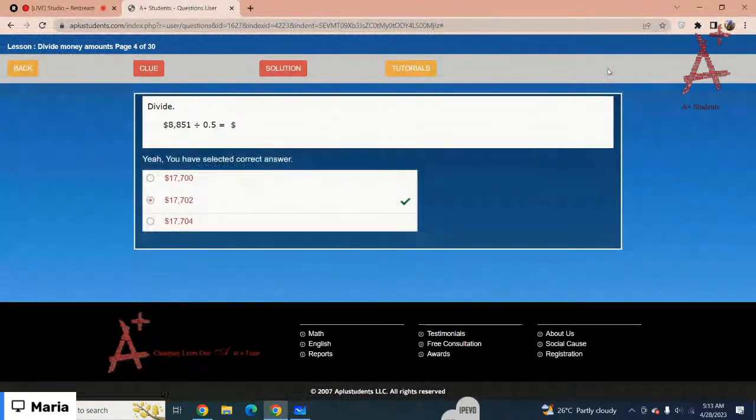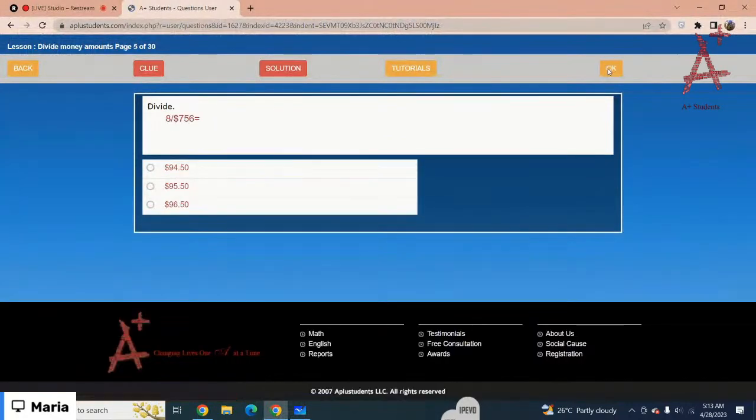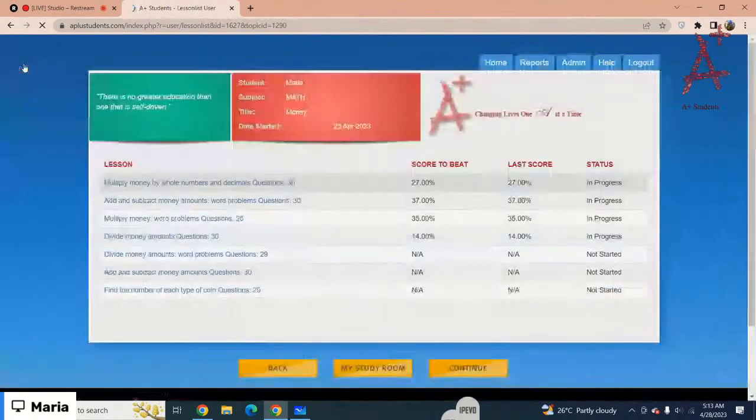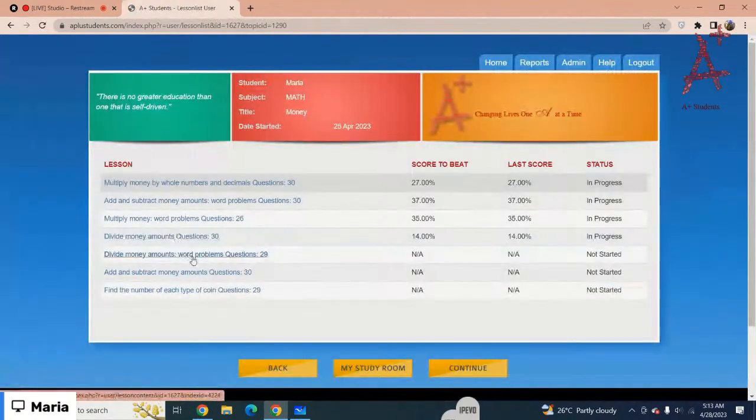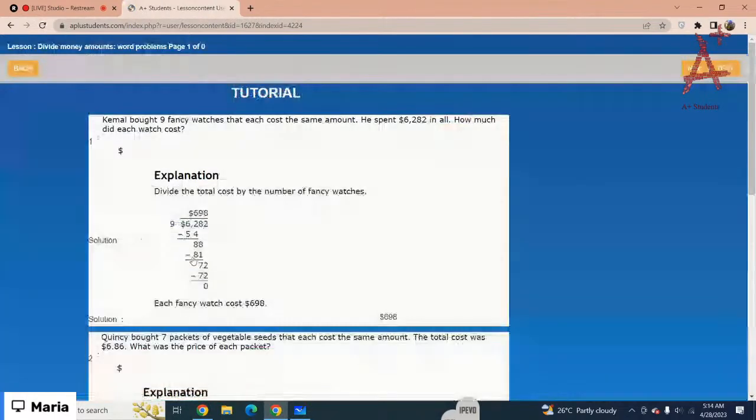Got it? Okay, let's just move on to the next lesson. You can complete the test by yourself later today. The next lesson is divide money amounts word problems. So let's just start with the word problems.